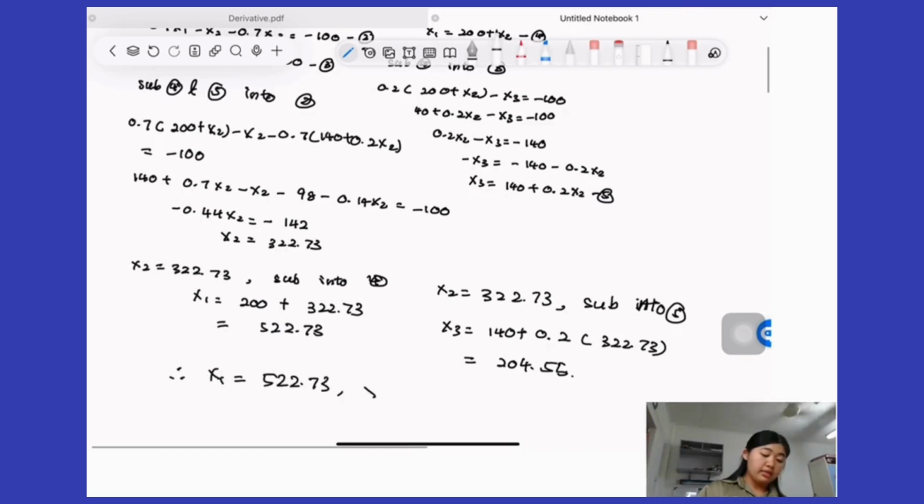In conclusion, x1 equal to 522.73, x2 equal to 322.73, and x3 equal to 204.55.